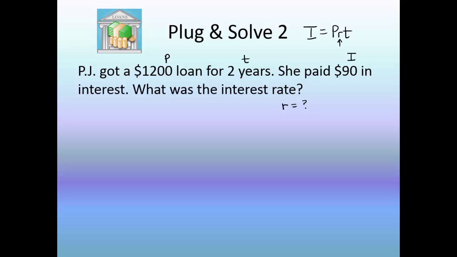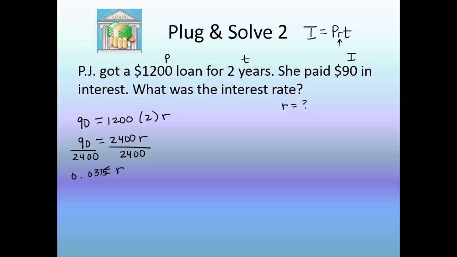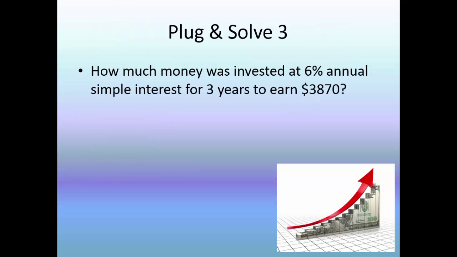So go ahead and plug in all the parts you know. We know that $90 is equal to $1,200 times 2 times R. So just simplify and solve for R. So the rate is 0.0375, and as a percent, that is 3.75%.